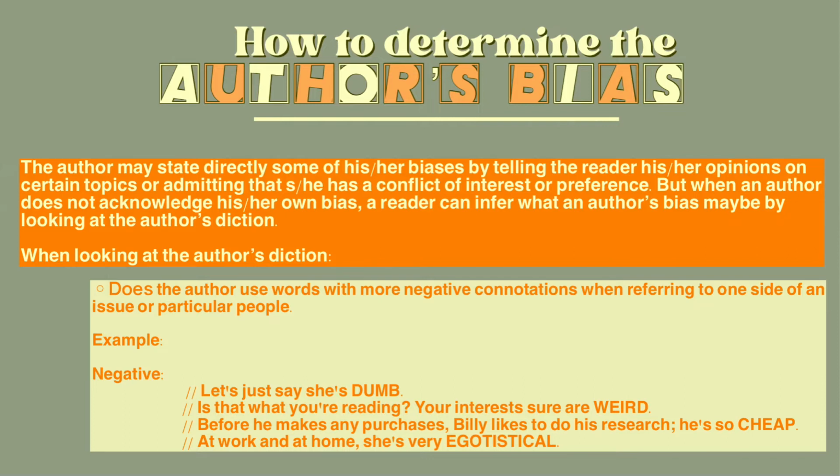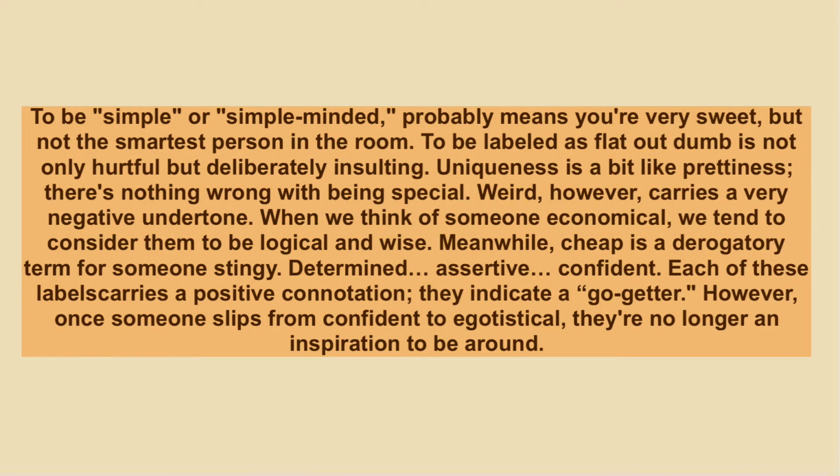For example, negative. Let's just say she's dumb. Is that what you're reading? You're interesting, sure, or weird? Before he makes any purchases, Billy likes to do his research. He's so cheap. At work and at home, she's very egotistical. To be simple or simple-minded probably means you're very sweet, but not the smartest person in the room. To be labeled as flat-out dumb is not only hurtful, but deliberately insulting.